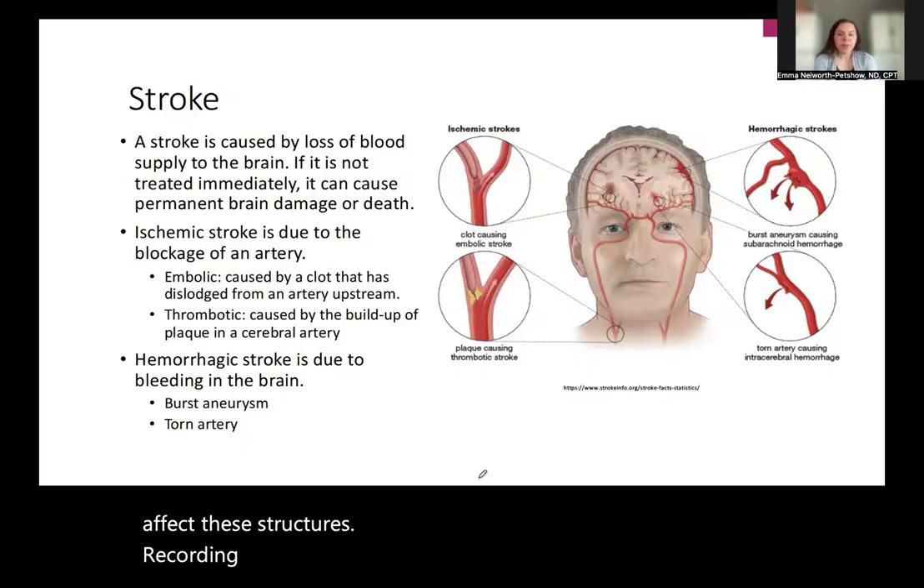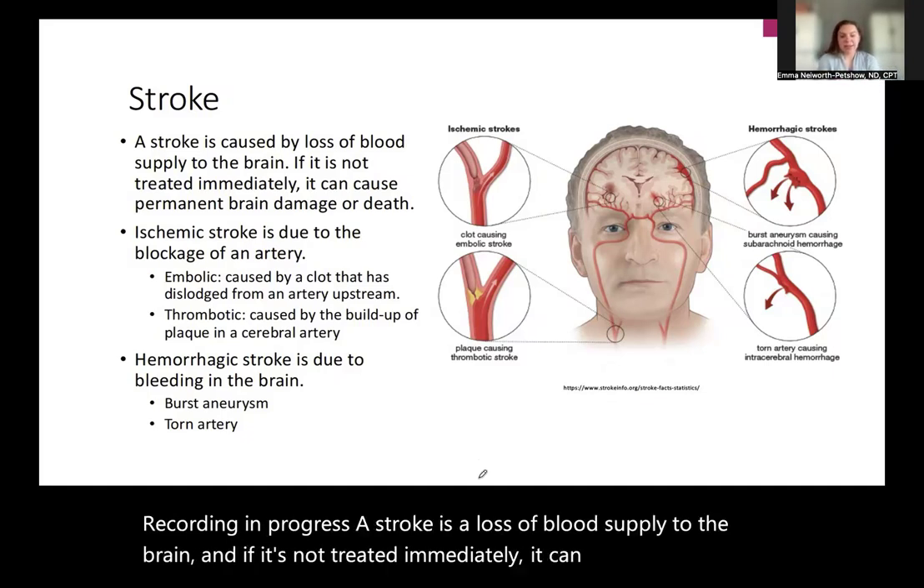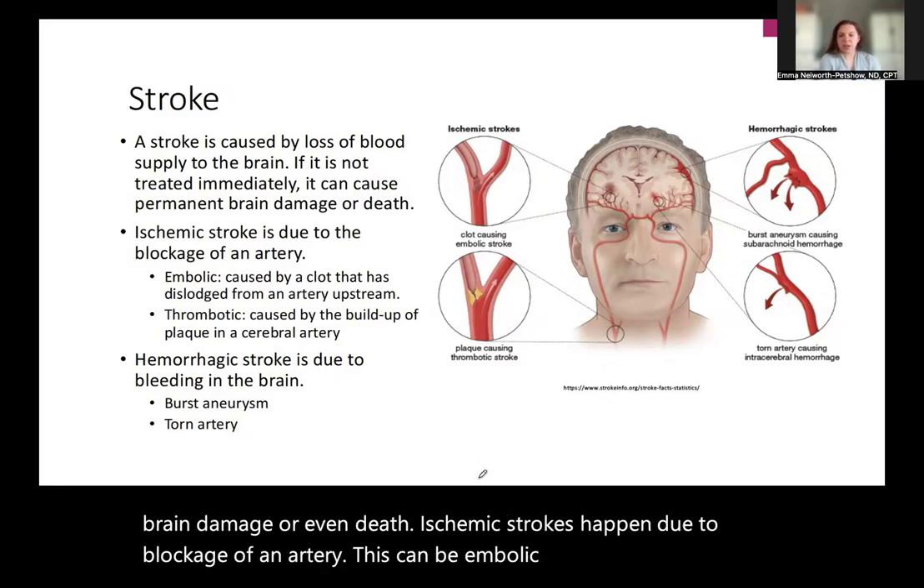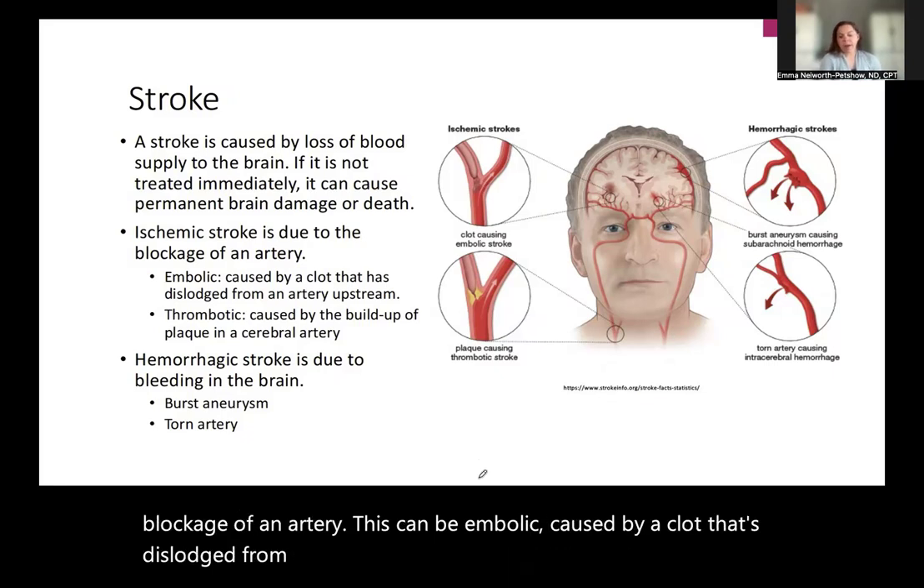A stroke is a loss of blood supply to the brain, and if it's not treated immediately, it can cause permanent brain damage or even death. Ischemic strokes happen due to blockage of an artery. This can be embolic, caused by a clot that's dislodged from an artery upstream, or thrombotic, caused by the buildup of a plaque in a cerebral artery.